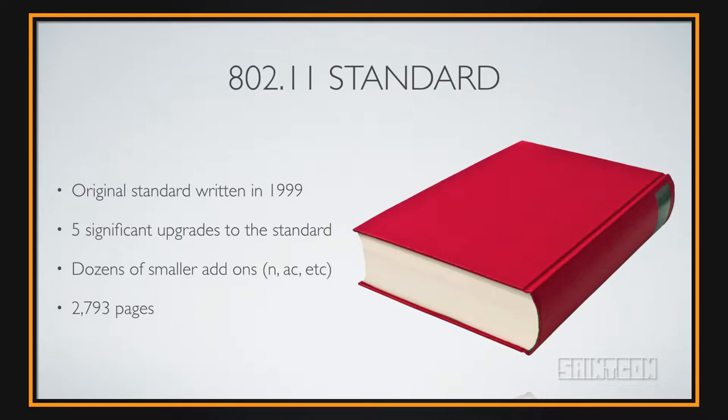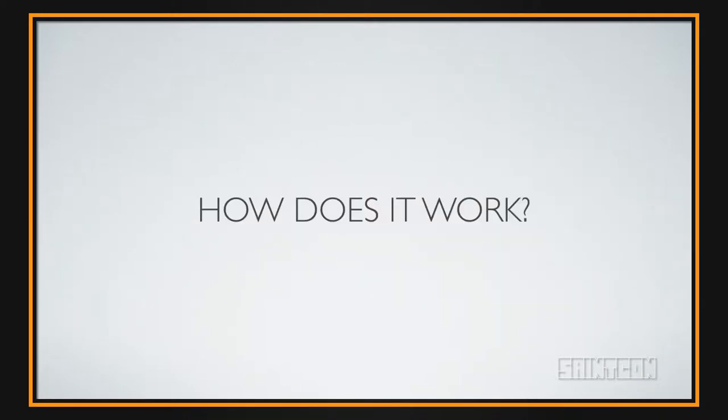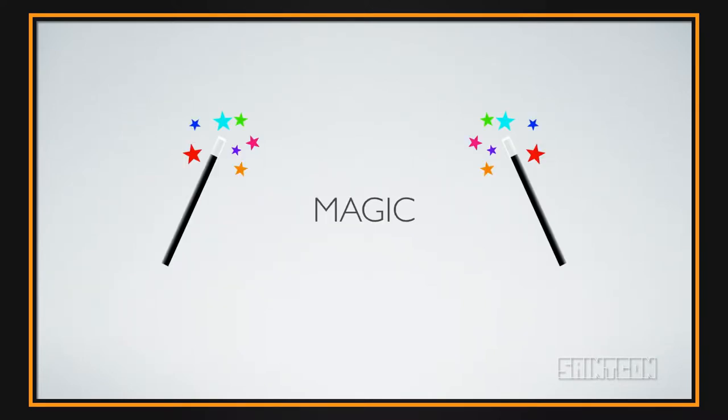But since then, there have been 5 significant changes to Wi-Fi. There have been hundreds of small changes and hundreds of smaller standards, but there have been 5 significant changes. The whole 802.11 standard is, I think, 2,793 pages last time I checked. That is a huge standard for one technology, with so many variables and so many different things that can go into Wi-Fi. So the big question is, how does Wi-Fi work? How does 802.11 work? Well, the simplest answer to that question is magic. When you really get to understand how Wi-Fi actually functions, it really is magic, because everything tells you that it shouldn't work, but it does work, and it works really well.